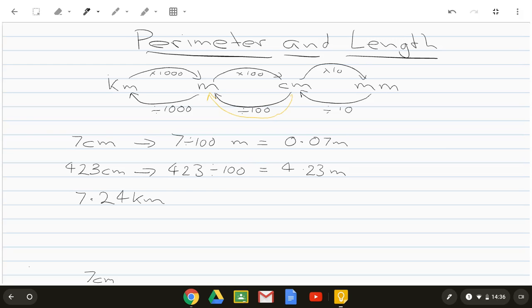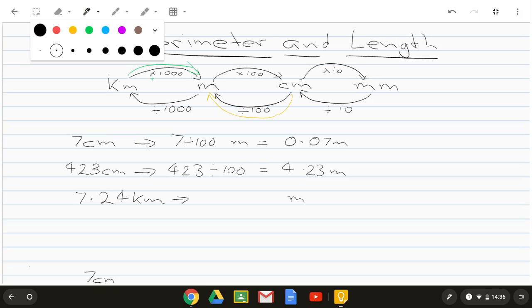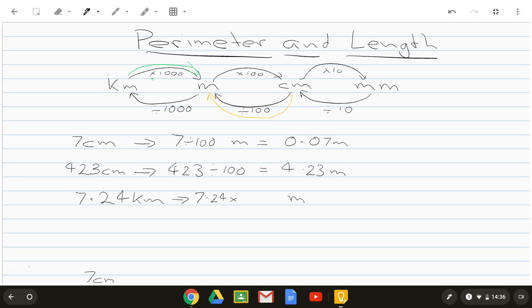If we want to go the other way, so I have 7.24 kilometers, and I want to convert that to meters, I'll use a green pen this time. So if I want to go from kilometers to meters, where the green arrow is, you see we have to multiply by 1,000. So in this case, we're going to take 7.24 and multiply that by 1,000, and that tells me how many meters I have. So that gives me 7,240 meters. That's just some quick examples, but that's how you need to practice.